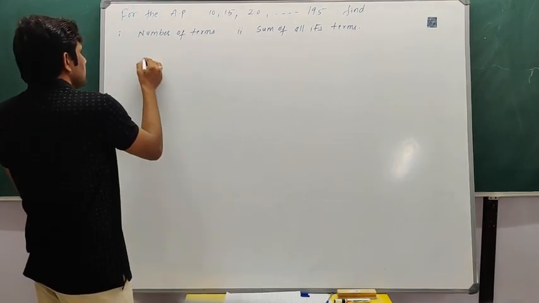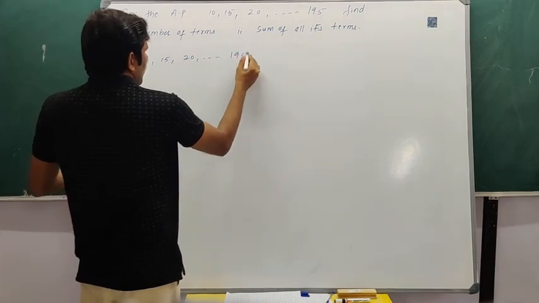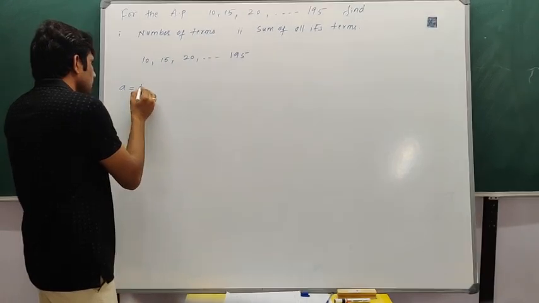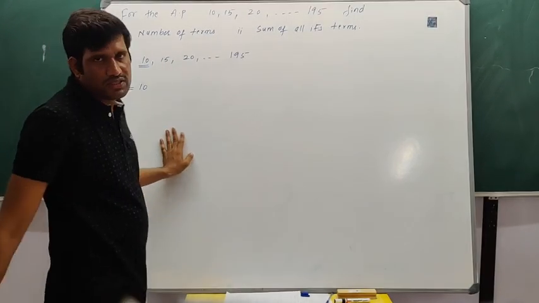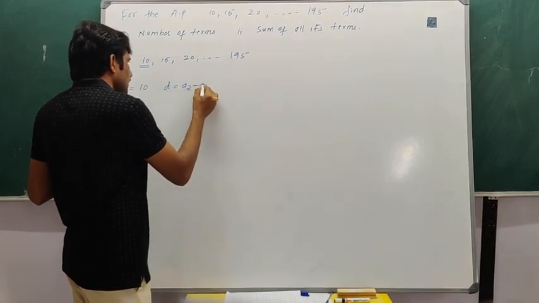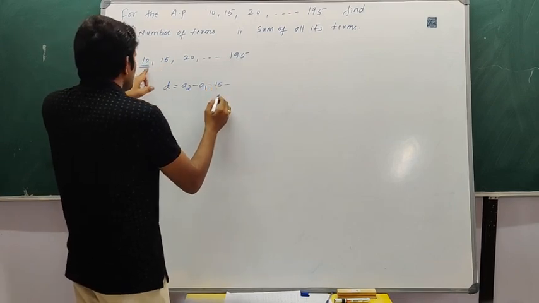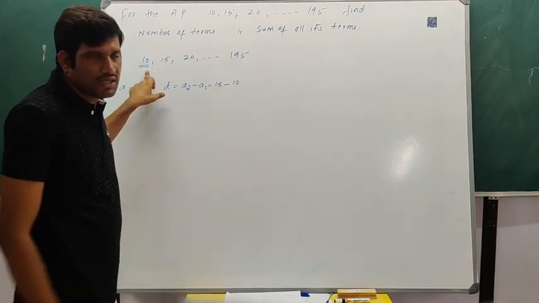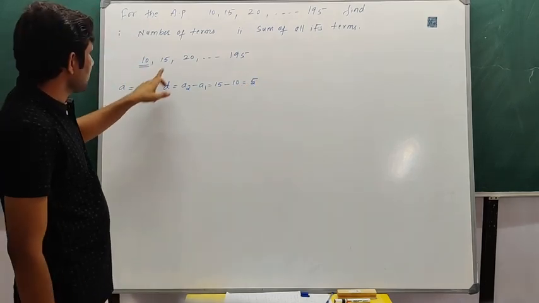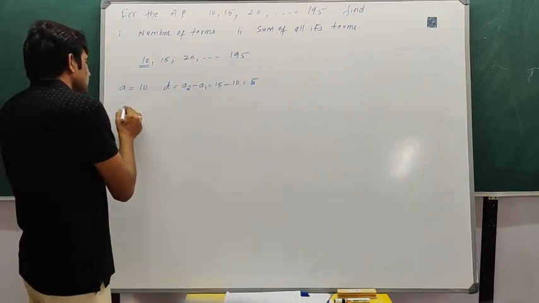So first I will write the given sequence: 10, 15, 20, and so on up to 195. From the given sequence, what is the first term? First term is 10. Then common difference: second term minus first term. The second term is 15 minus the first term 10, which is 5. So first term is 10, and common difference is 15 minus 10 or 20 minus 15, that is 5.